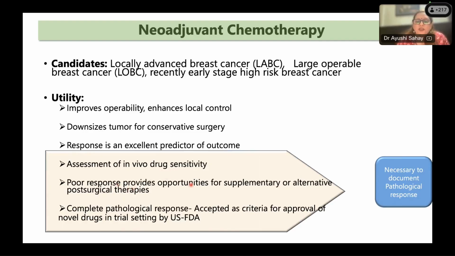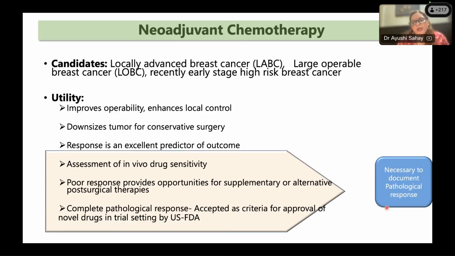Poor response provides opportunity for changing the chemotherapy or supplementary chemotherapy. And if you have a complete pathological response, it is accepted as criteria for approval of new drugs in trial settings. So for these reasons, it is very necessary for us to document the extent of pathological response.